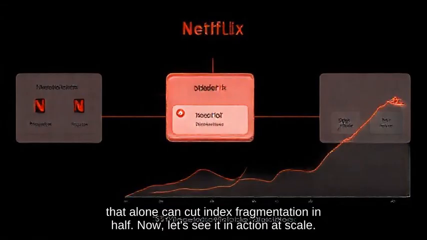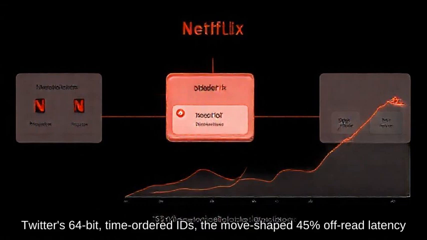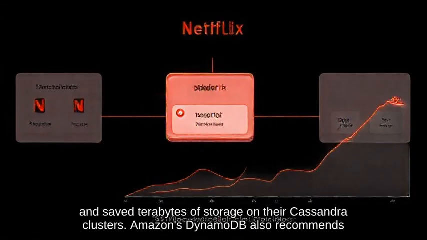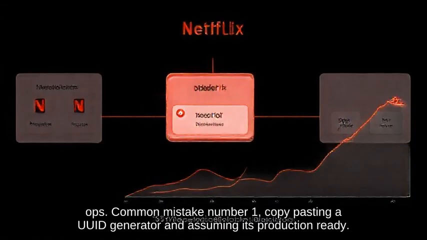Now, let's see it in action at scale. Netflix migrated its recommendation logs from UUIDv4 to Snowflake IDs, Twitter's 64-bit, time-ordered IDs. The move shaved 45% off read latency and saved terabytes of storage on their Cassandra clusters. Amazon's DynamoDB also recommends using monotonic keys for hot partition avoidance. The pattern is clear: ordered IDs equal happier ops.